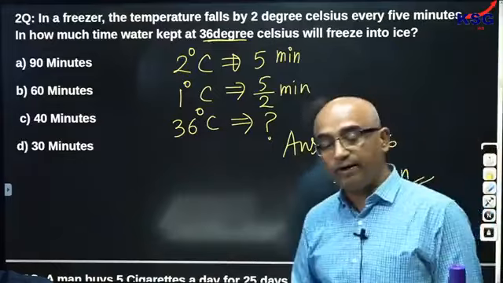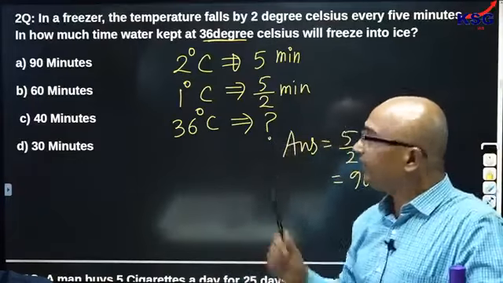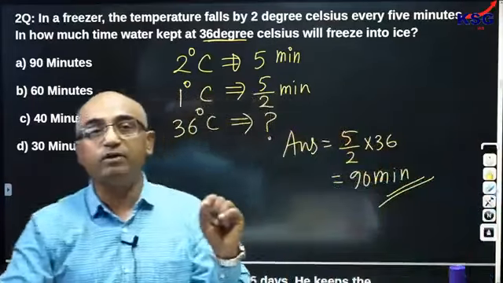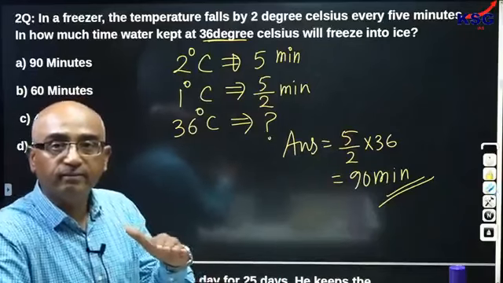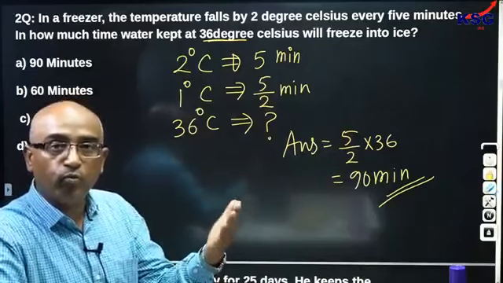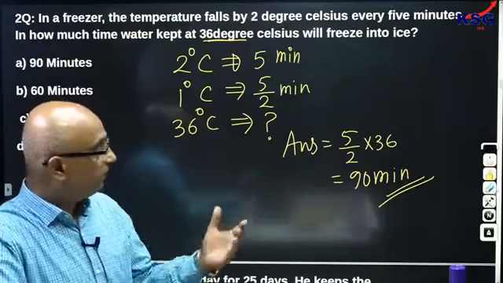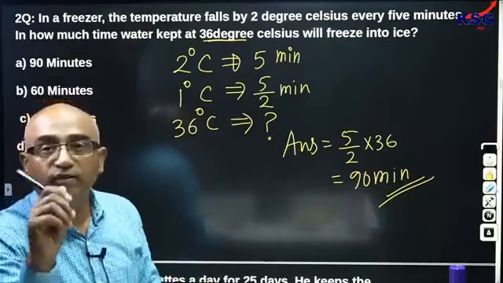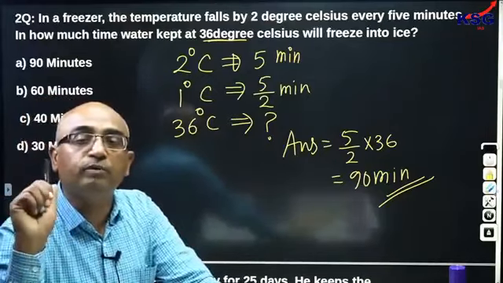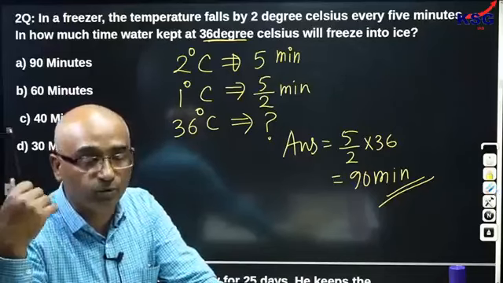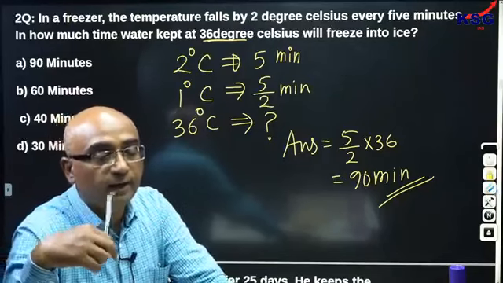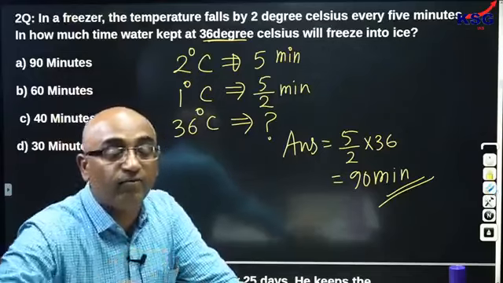Yes, very good. Student, this technique is known as unitary method. First find for 1. So generally for 1 we divide, and for a higher value multiply. So this is known as unitary method, and unitary method is one of the powerful logical tools to solve CSAT type questions.